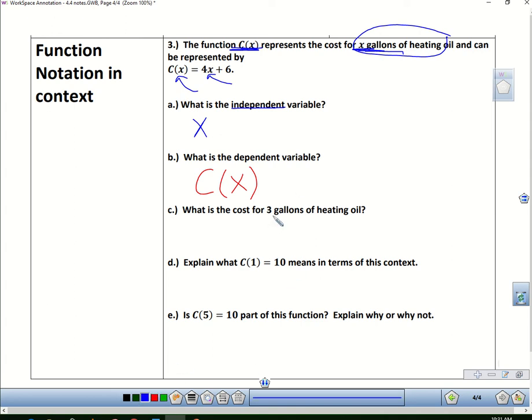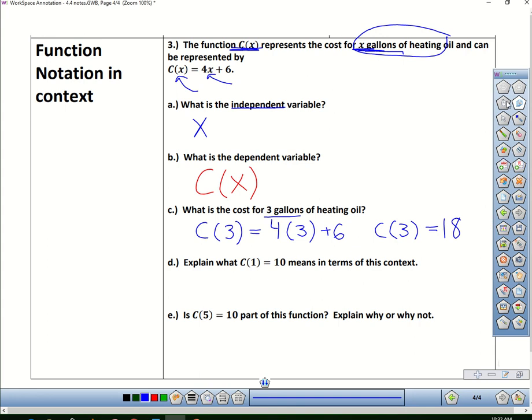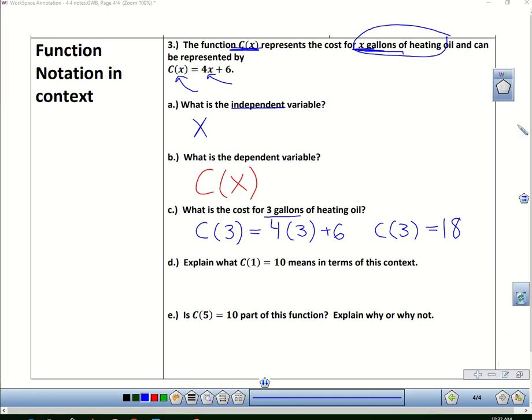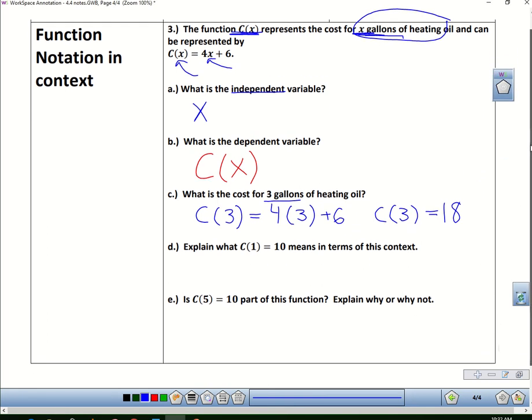And then we want to find out what's the cost for 3 gallons of heating oil. Well, what am I going to plug in 3 for? X. So it's going to be c of 3 is equal to 4 times 3 plus 6, which is c of 3 is equal to 12 plus 6, which is 18. Very good. So it costs, well, $18, right? If it's in dollars, whatever it is. We don't know what the units are, so we just say 18, that's fine. Could be 18,000 if that's what it was going by. We don't know that information.